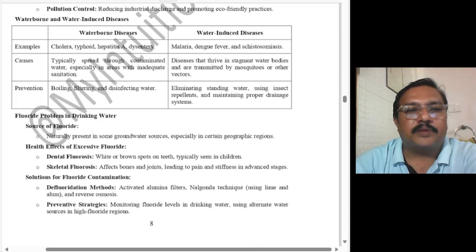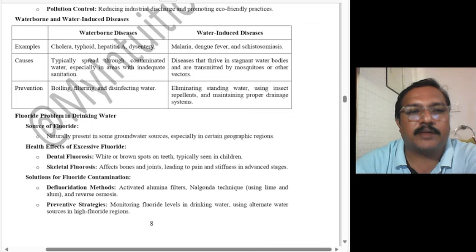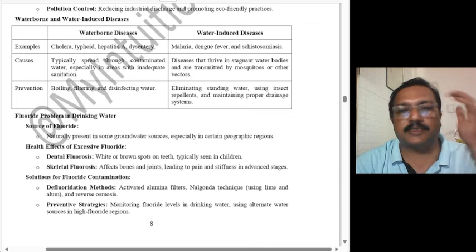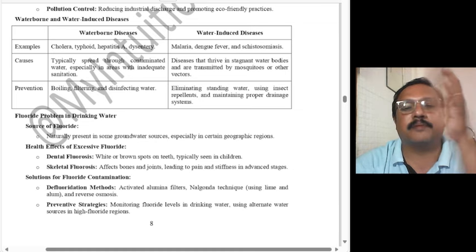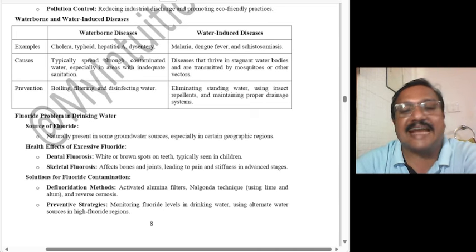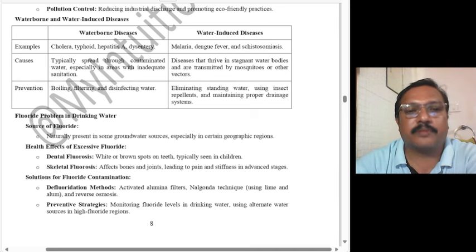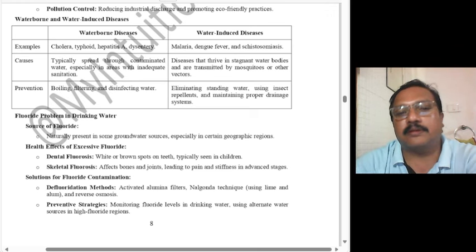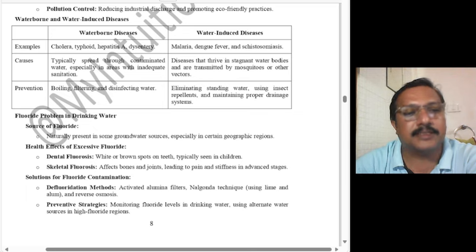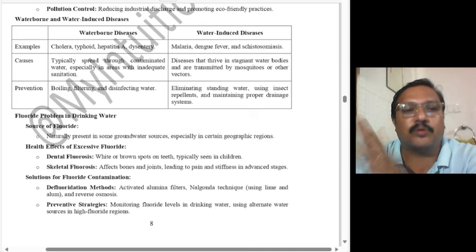Now let us look into the water induced diseases, which are not spread directly by drinking water, but are still connected to the water. The water induced diseases happen because of stagnant water. Stagnant water means water which stands still and is not flowing. Stagnant water is a good place for insects like mosquitoes to breed and grow in large amounts.